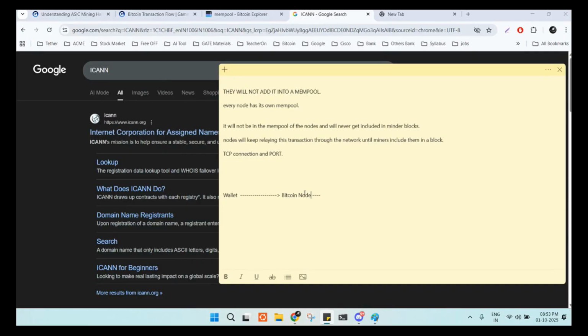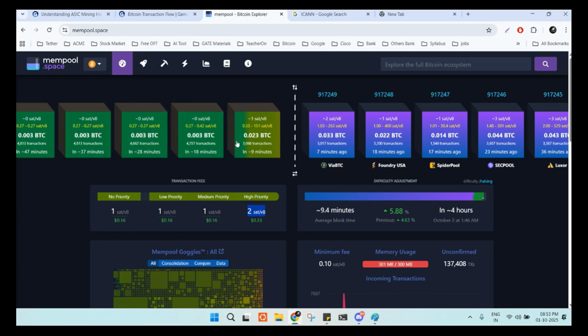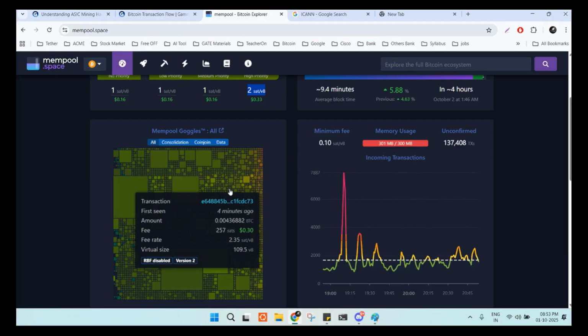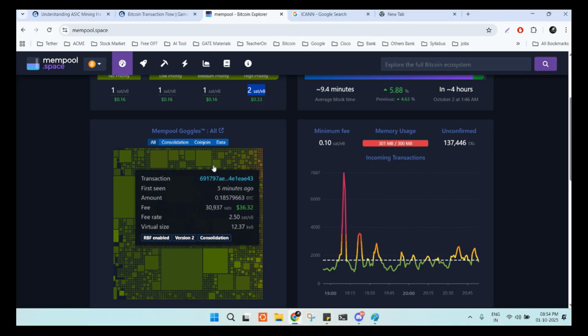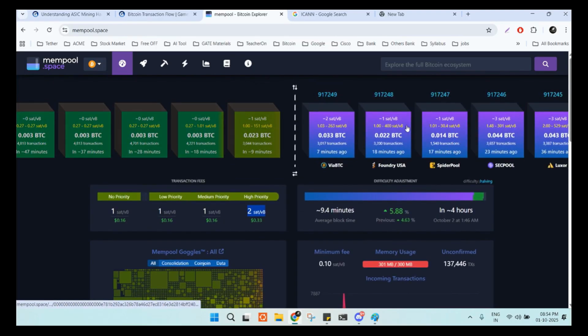And if any miner has already successfully mined it, in that case, these are the unspent transactions. You can see this one: that transaction was done 5 minutes ago, and it is still in a pending condition, so it has not been confirmed yet. The confirmed transactions are only those which are here. So 7 minutes ago, 18 minutes, 17 minutes, 23 minutes ago.